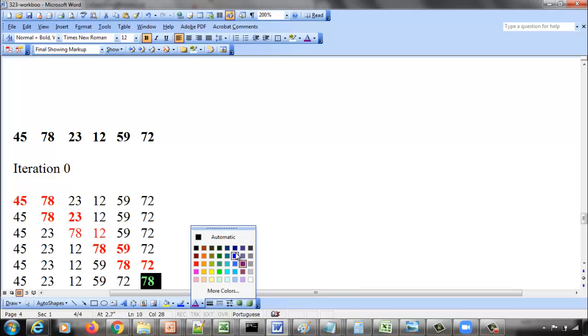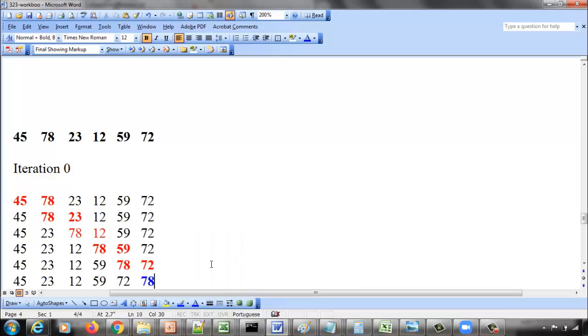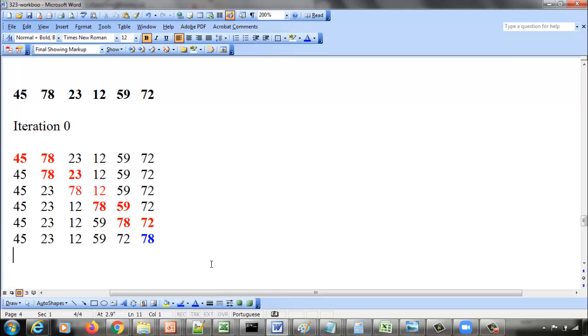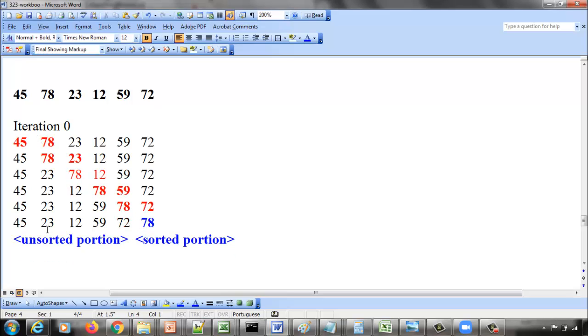Okay, so at the end of the first iteration we have what is called an unsorted portion, which is everything from index 0 to n minus 2, and then we have a sorted portion, which is just this 78. Initially the entire array is the unsorted portion, there is no sorted portion. After the first iteration, which we call iteration 0, the largest element in the array has moved to its final position, and that's part of the sorted portion, and the rest is unsorted.